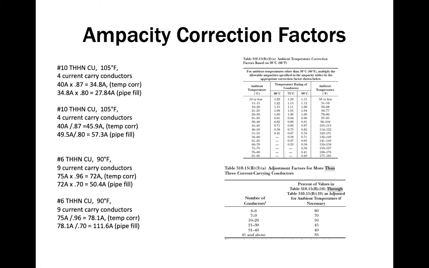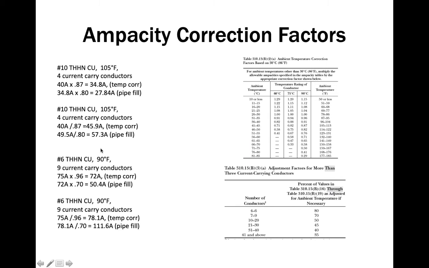So in order to get 40 amps from one place to the other, I need a conductor that can handle 57.3 amps, not 40 amps. So I have to go back to Table 310.15(B)(16) and find a 75 degree conductor that can handle 57.3 amps. That's how you do it.